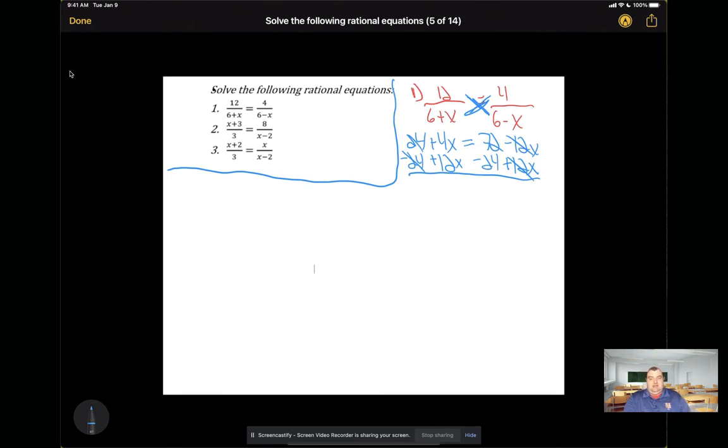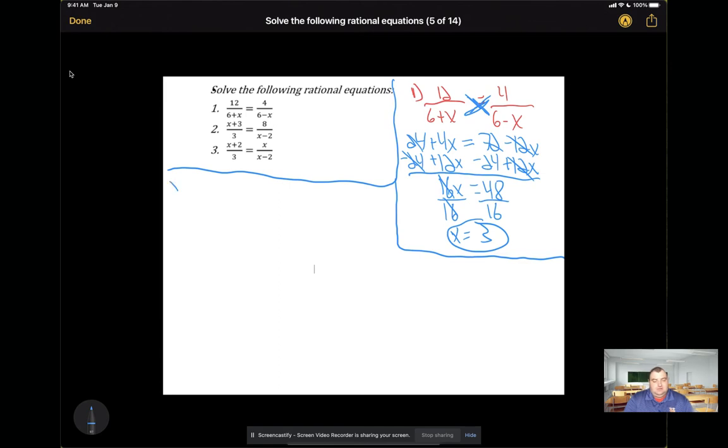When we put everything together, I end up with 4x plus 12x, which is 16x, and 72 minus 24, which is 48. So I have 16x equals 48. If I divide by 16, x equals 48 divided by 16, which is 3. So for number 1, there is only one solution, x equals 3.